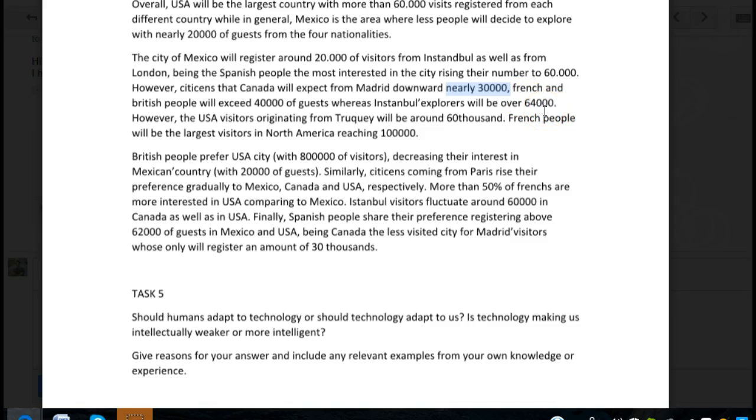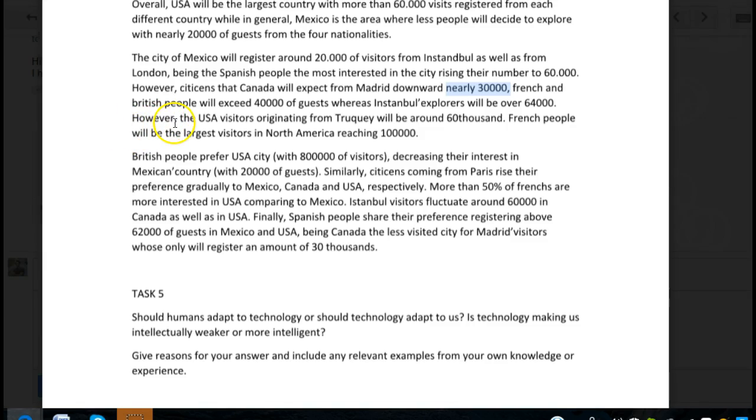So, really, it's just a problem here with the understanding of the task. So you're trying to say that visitors from Canada will visit Paris and England by over 40,000 guests, whereas those exploring Istanbul will be over 64,000. So you can see here that even though you misunderstood the task, just a few minor changes, some structural word changes really change the entire meaning.